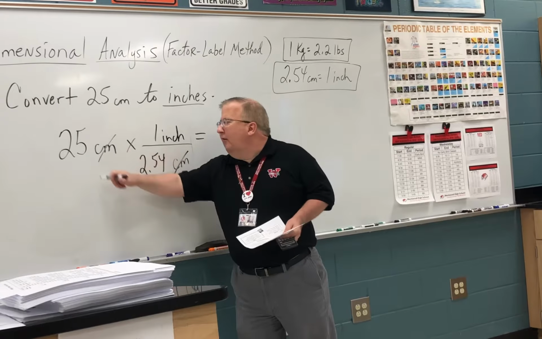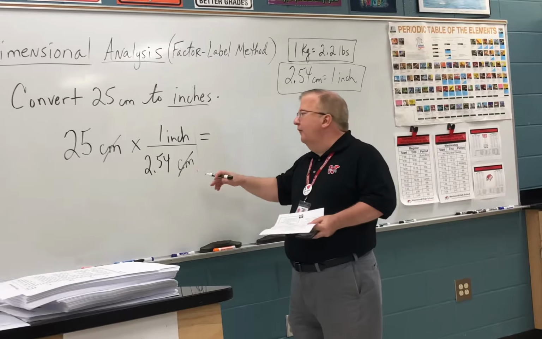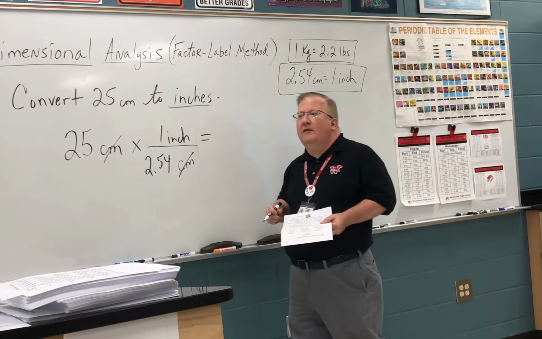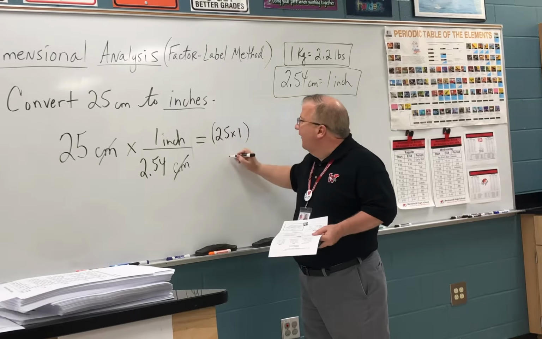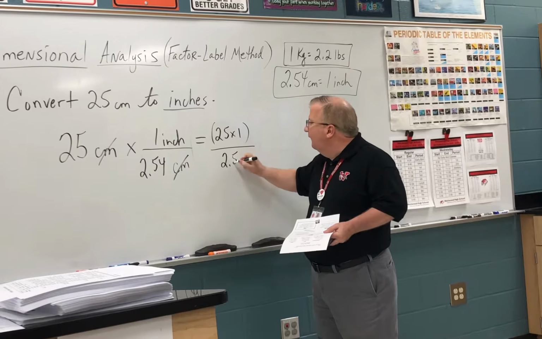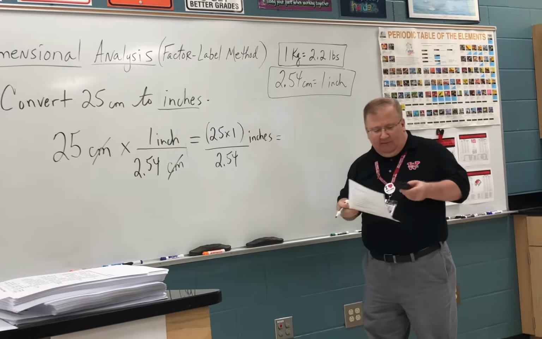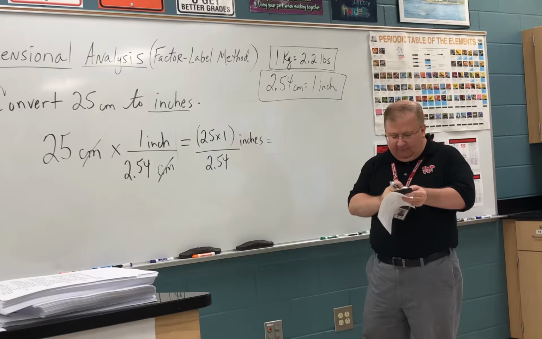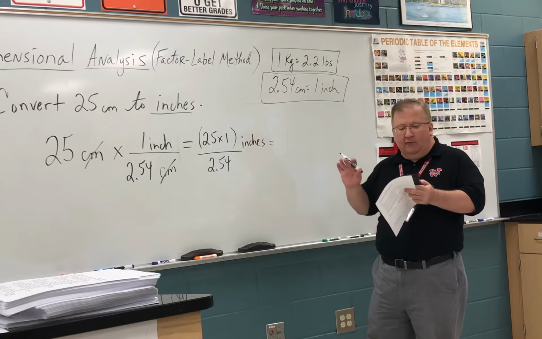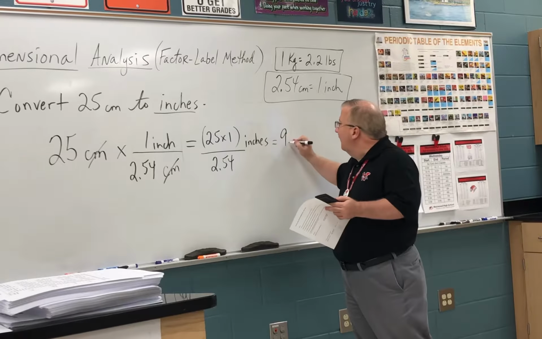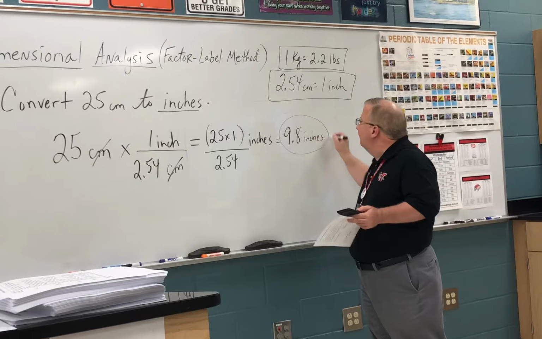Scratch out your identical units. All right, make sure you do that, and that'll help prevent any kind of careless error. Make sure that you have the conversion factor correctly written. Now I'm going to say 25 times 1, which is 25, divided by 2.54. And my final answer should be in inches. So when you calculate 25 divided by 2.54, and again, you can just carry it one place past the decimal for our practice purposes right now, I'm getting 9.8 inches. And that's your final answer.